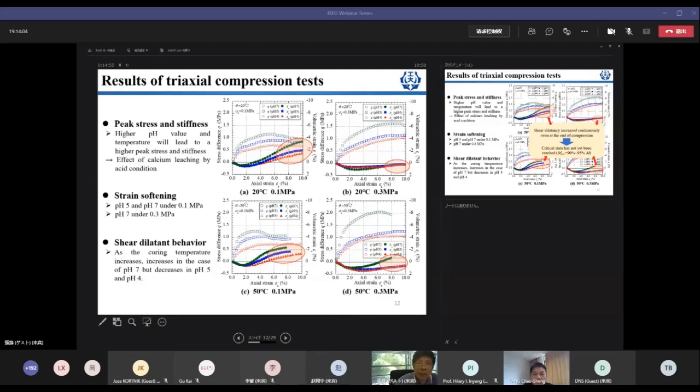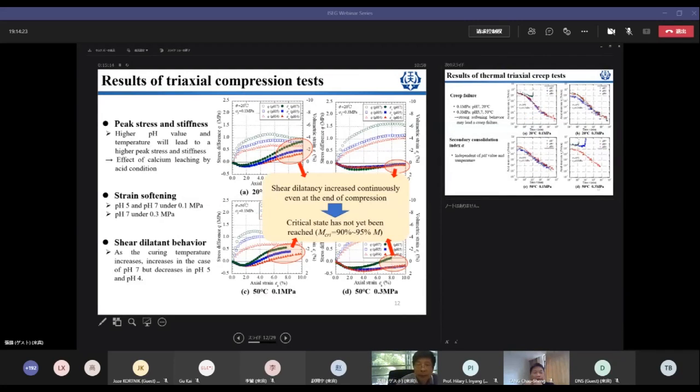The problem is that in this case, we couldn't get the accurate value of the shear stress at the critical state because it doesn't reach the critical state yet. So in the modeling, we have to make some treatments. Later, I will give a detailed description. Here, as we say, the critical state has not yet been reached, so we guess this value is around 90% to 95%.